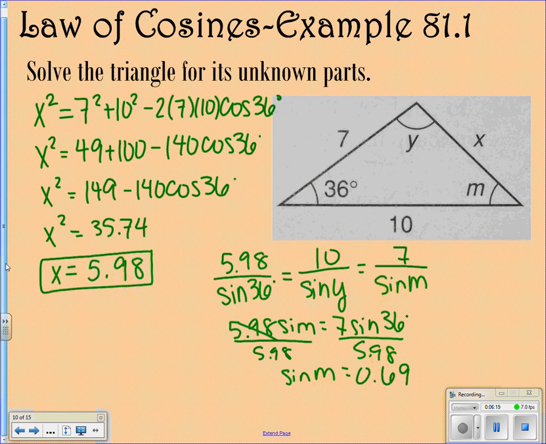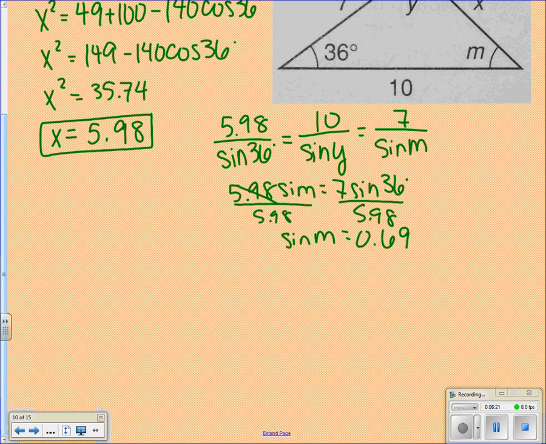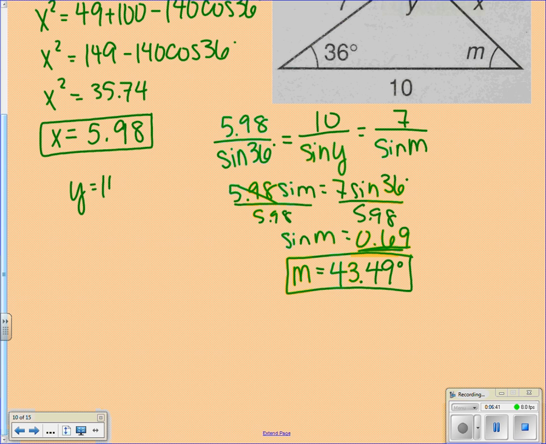Now remember, whenever you do the sine inverse to get your m, you need to use that whole decimal that your calculator gave you. Don't just use this number here. And so m should be 43.49 degrees. Okay? And so we can now just do 180 minus 43.49 and minus 36 to get that y equals 100. And so that would be your three missing values.